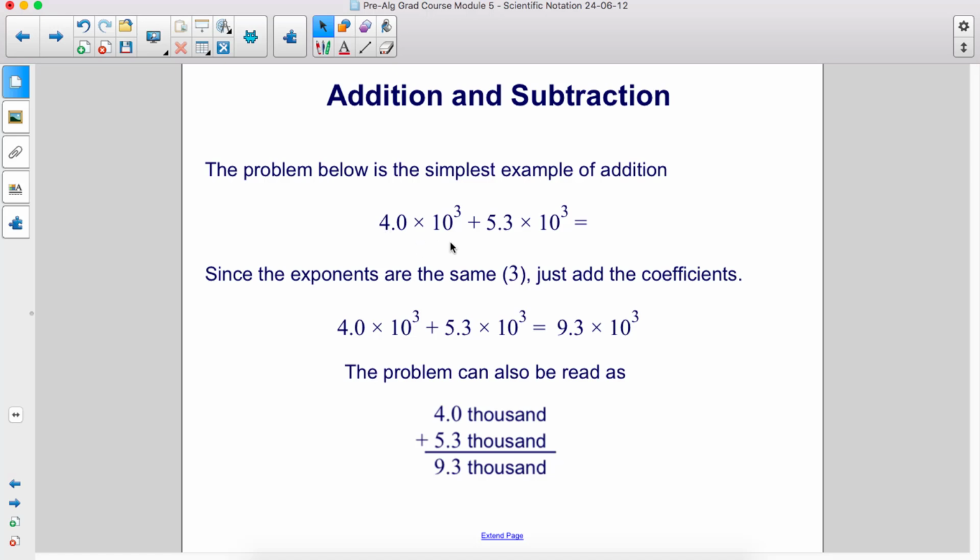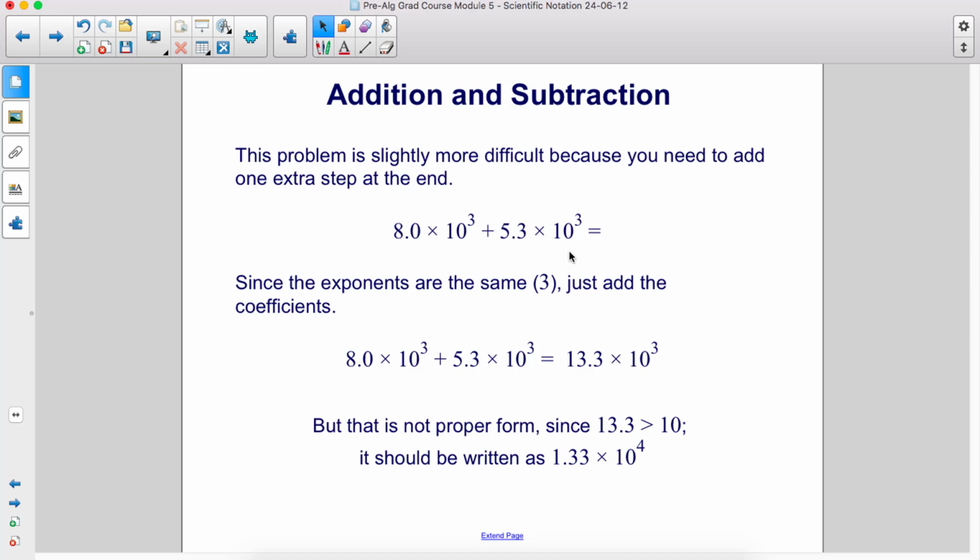4 times 10 to the third plus 5.3 times 10 to the third. Since the exponents are the same, we just add the coefficients, and we get 9.3 times 10 to the third. You can also read this problem as 4,000 plus 5.3 thousand gives you 9.3 thousand.